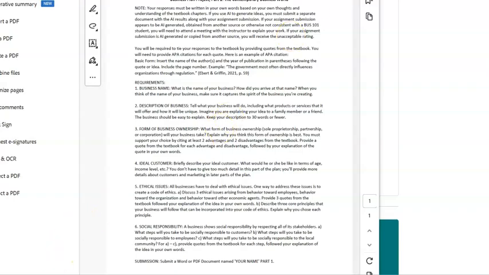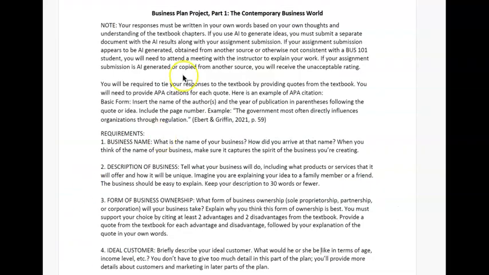Here we go. So very important at the top, it tells you that your responses have to be written in your own words based on your own thoughts and understanding of the textbook chapters. You do need your textbook to do this assignment. So if you have not bought your textbook, get it because you will get a very low score on your business plan project if you do not tie it into the textbook.